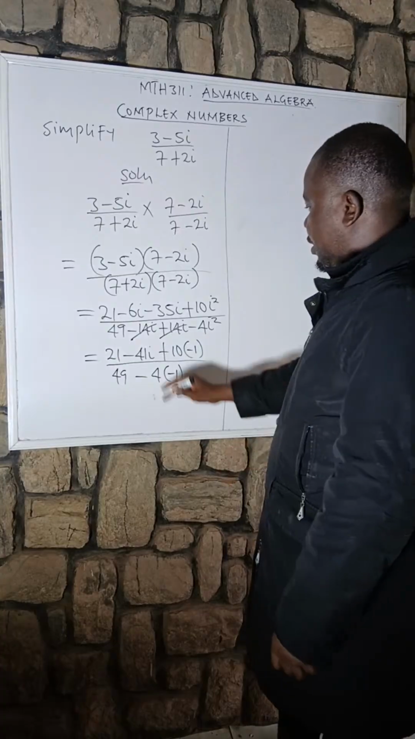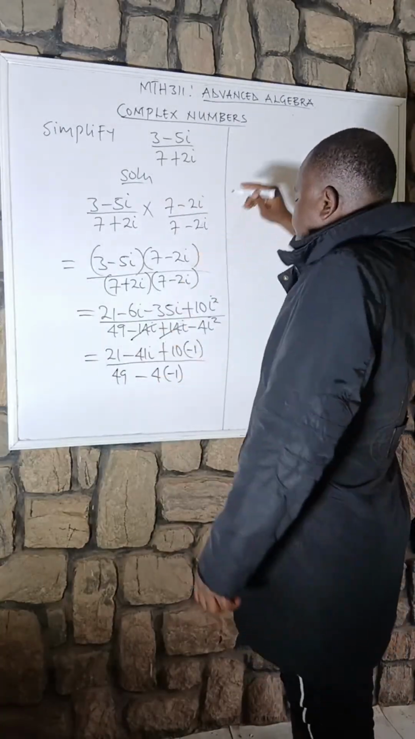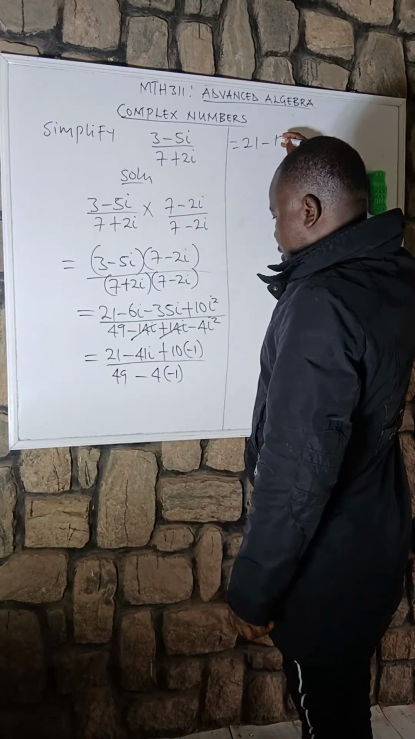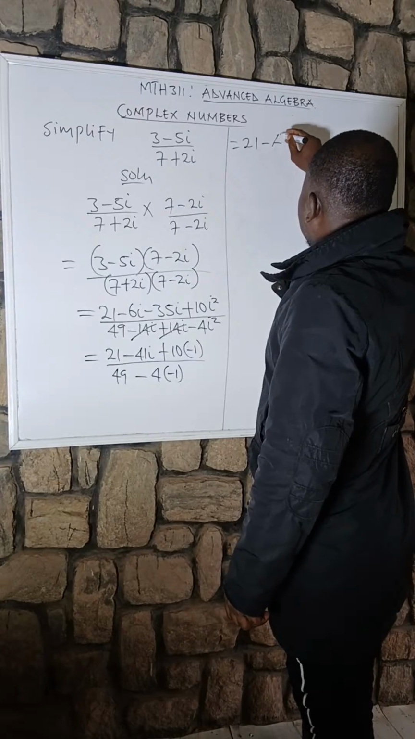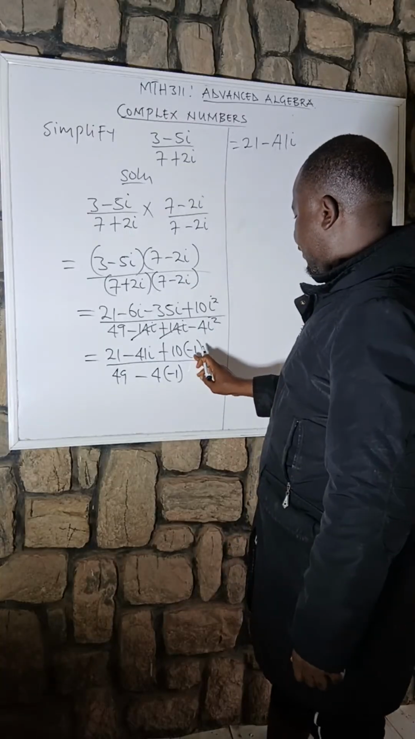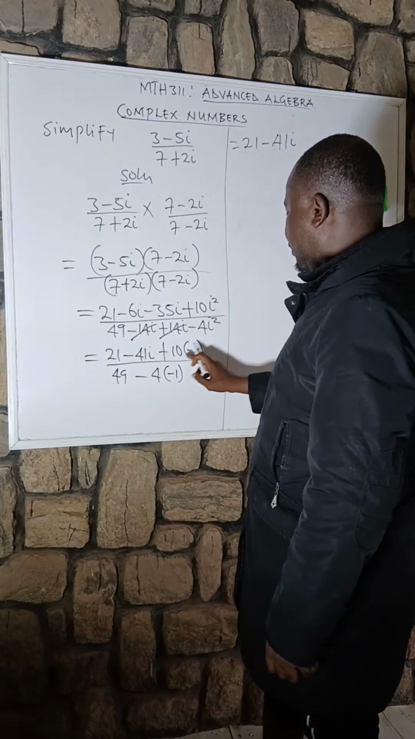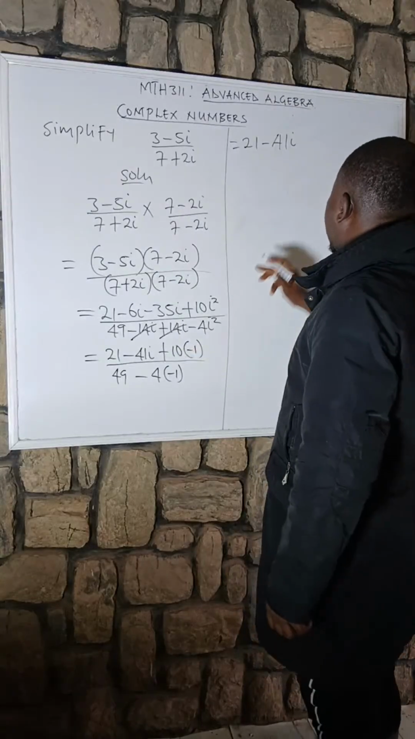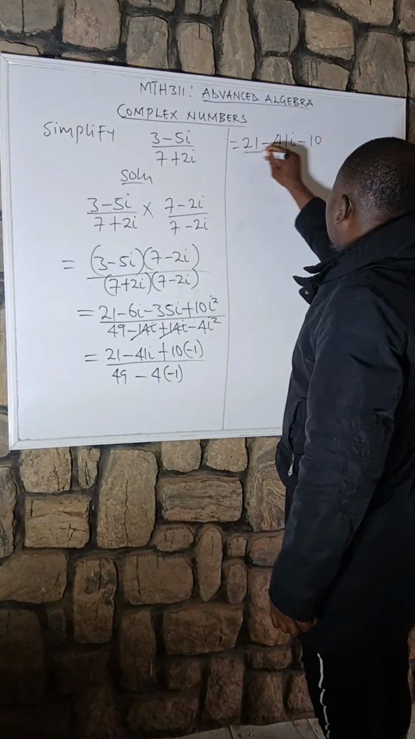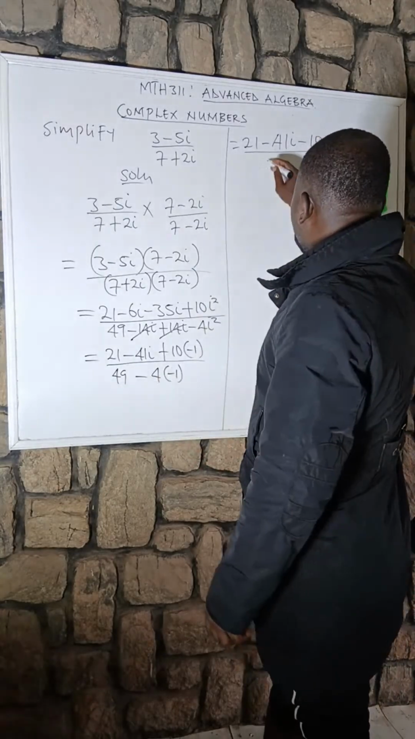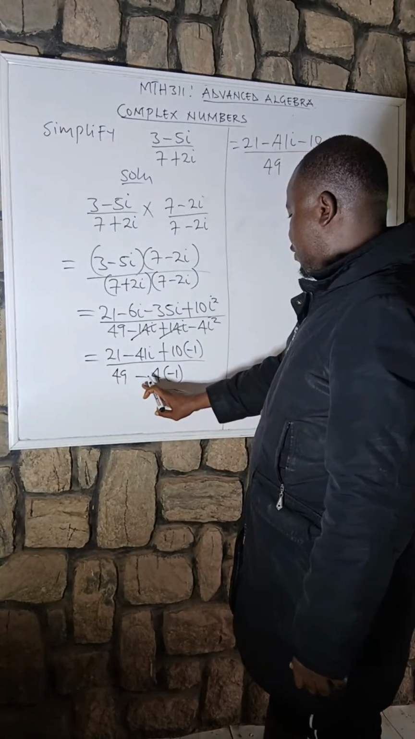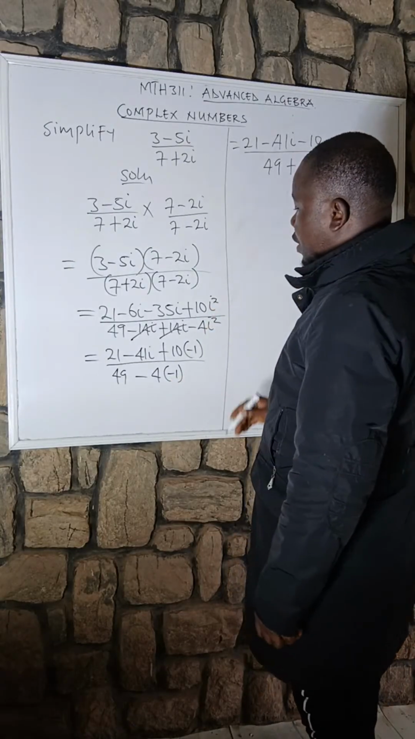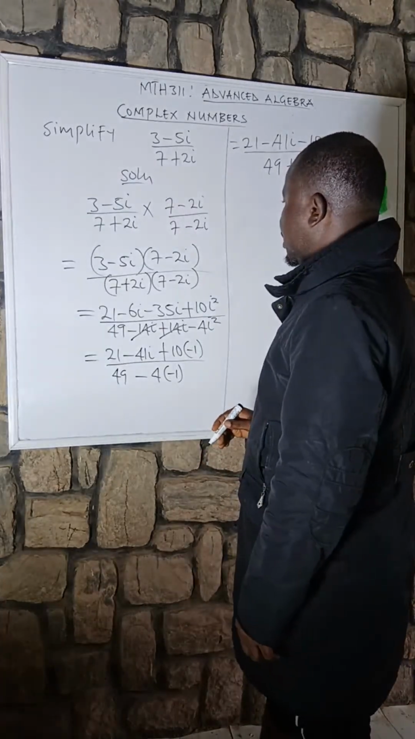So here, we are going to have this is equal to 21 minus 41i. Then here is my 10 times minus 1. Then we have plus here. So plus times minus is minus, times 1 is minus 10. All over here we have 49. We have minus 4 times minus 1 is going to be plus 4. Am I right? Yeah. Okay.